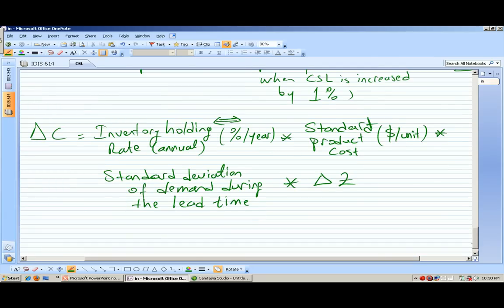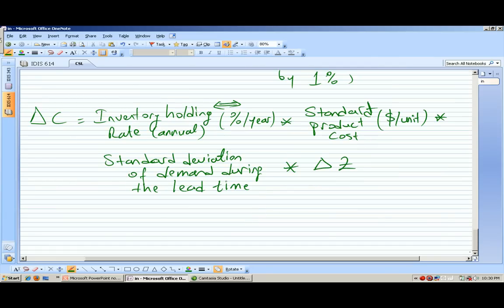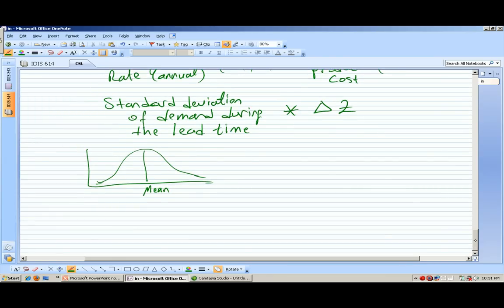Okay, now delta Z, I need to explain something here. What we are assuming here is that demand is normally distributed, which means if I draw the demand distribution per day, per year, per month, I see something like this. Okay, this is my mean demand, and I have a standard deviation of demand and so forth, but demand is something like this. Okay, and you may have a different type of demand. In that case you need to consider some other stuff, but which we are not going to cover.